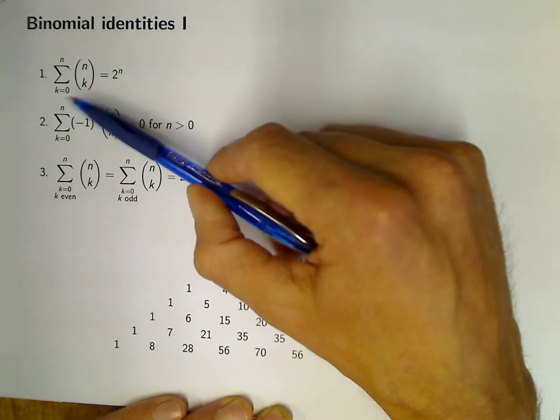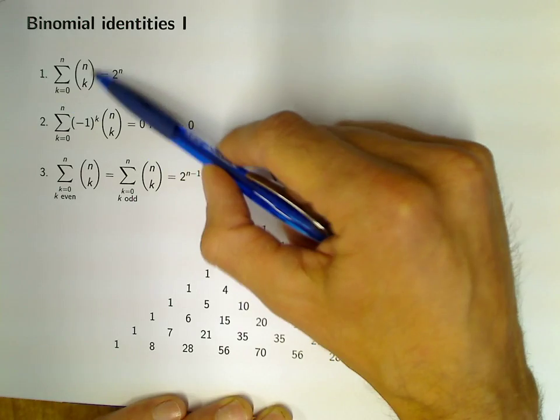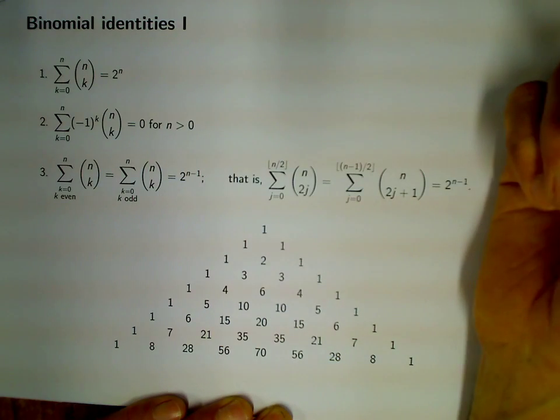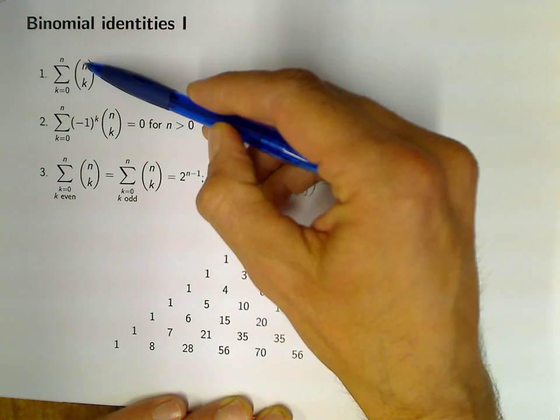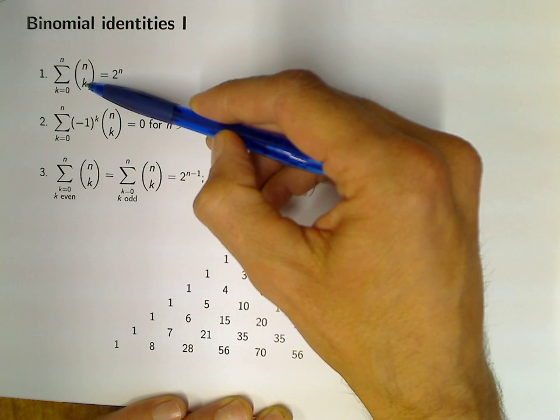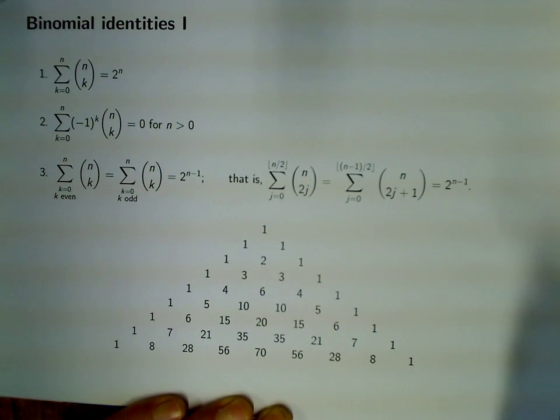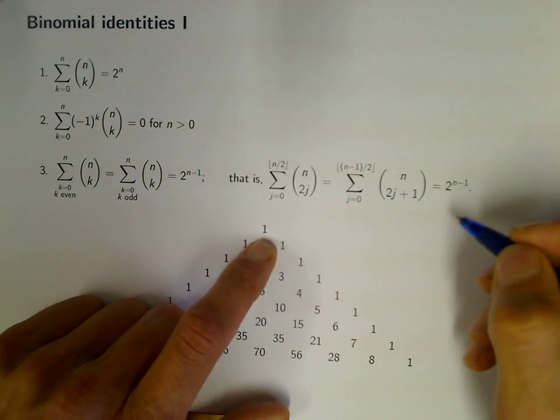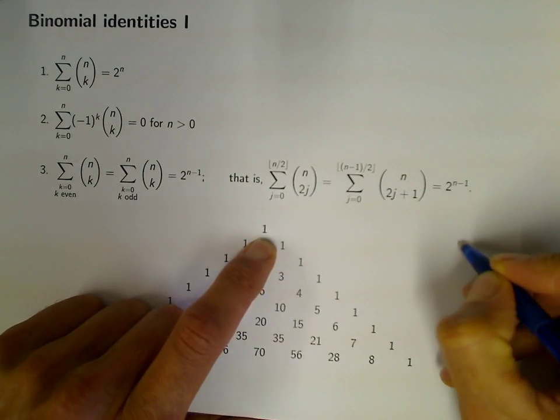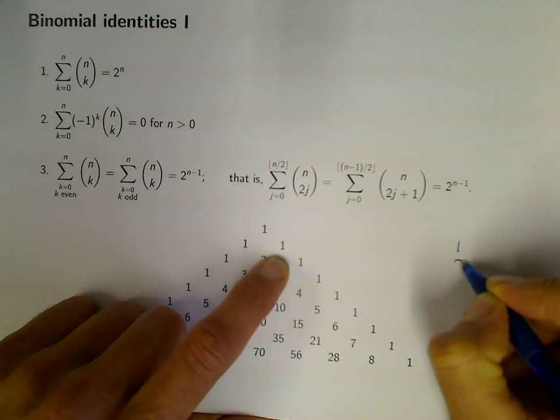So this first one says the sum from k equals 0 to n of n choose k is equal to 2 to the n. Okay, so we're keeping n fixed, and we're summing from k equals 0 up to n. So basically we're summing across a row of Pascal's triangle. Okay, so I do that for this row here. This is the 0th row. That gives me 1. Here, 1 plus 1 gives me 2.